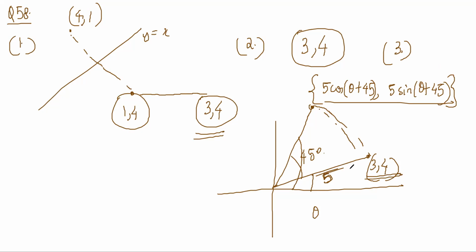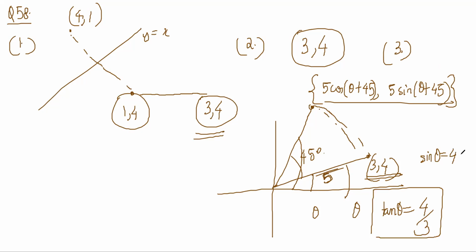This is 5. This angle is known already. Tan theta is equal to 4 by 3. So sine theta is 4 by 5 and cos theta is 3 by 5. And now you just have to put it here because the angle has become bigger and the distance is unchanged. So 5 cos theta plus 45, expand it and get the answer, right?